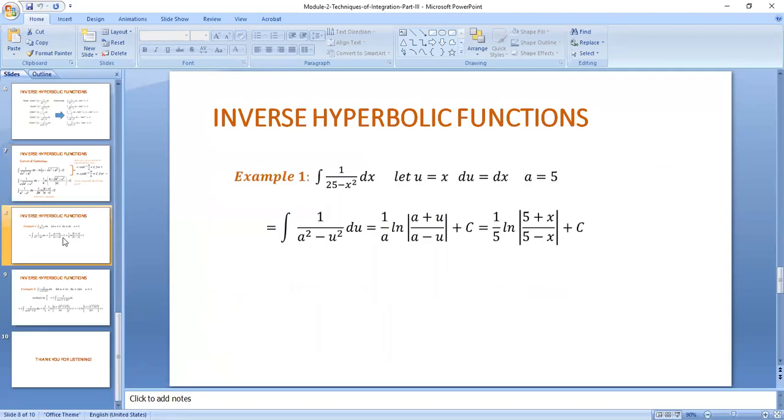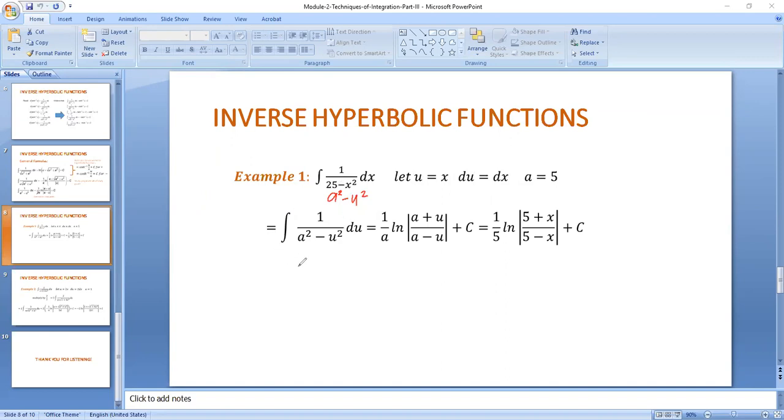You have 1 over 25 minus x squared, which is comparable to the form a squared minus u squared. By the way, I've limited the examples here, but in the actual document that was shared to you in Canvas, you have several examples. So please study the document that is shared to you. Okay, now your u here is of course x, and your du is dx. From that, you differentiate this, and your a is 5, the square root of 25.